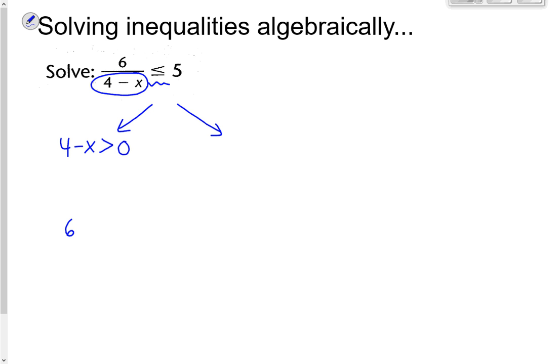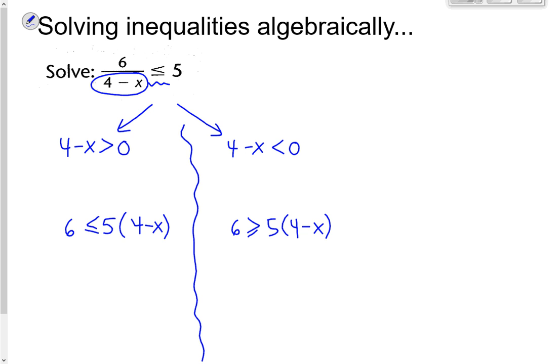So I can write 6 smaller or equal than 5 times 4 minus x, and then I'm going to solve for that. And the other option is that my 4 minus x is negative, and therefore I'm going to need to switch my sign, and that's going to give me a second answer. All right, so I'm going to start on the left side. If I'm on the left side, that means minus x is greater than negative 4. I need to switch to positive x, so x is smaller than 4. So that's my first condition. And then I can solve for that.